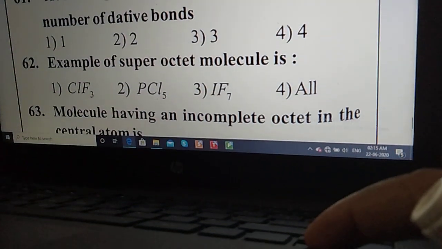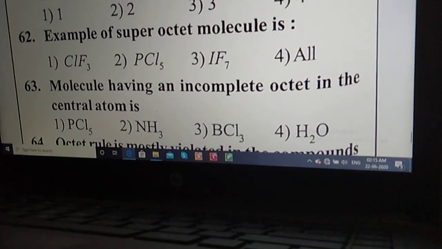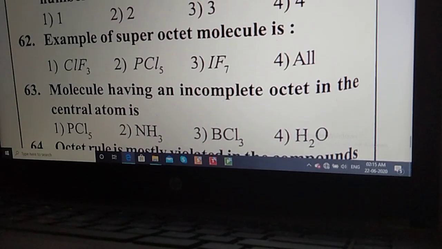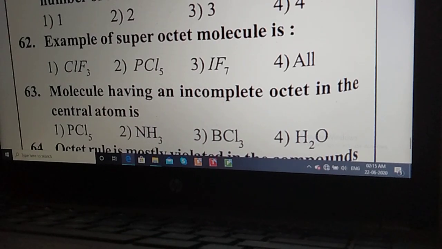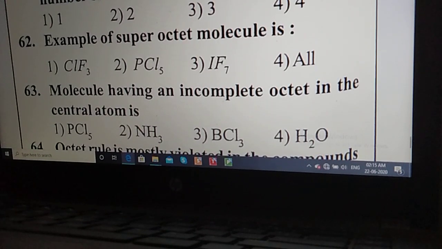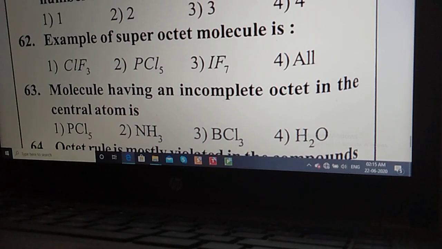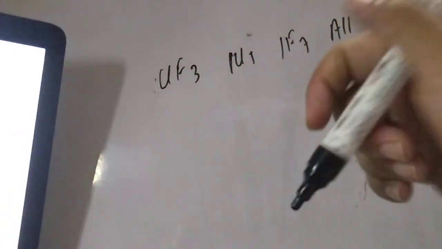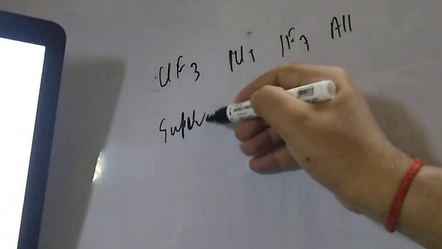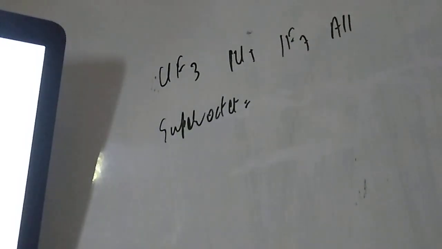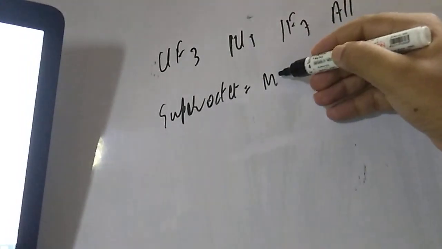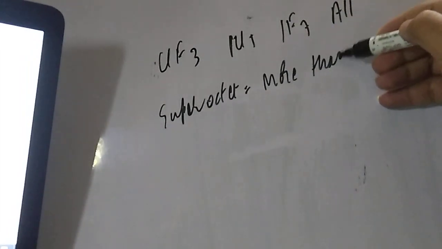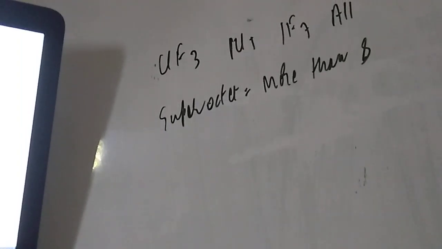Now question number 62. The example of a superoctet molecule is: superoctet means, students, more than 8 electrons in the valence shell. The options are ClF3, PCl5 and IF7, and all of these. So what is the meaning of superoctet? Octet means 8 electrons. Superoctet means more than 8 electrons.